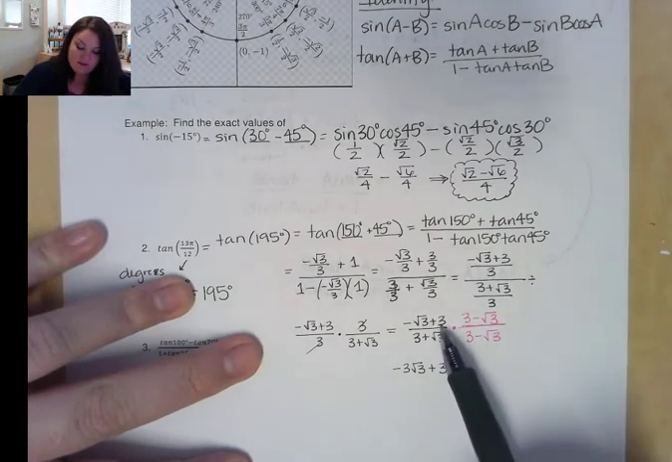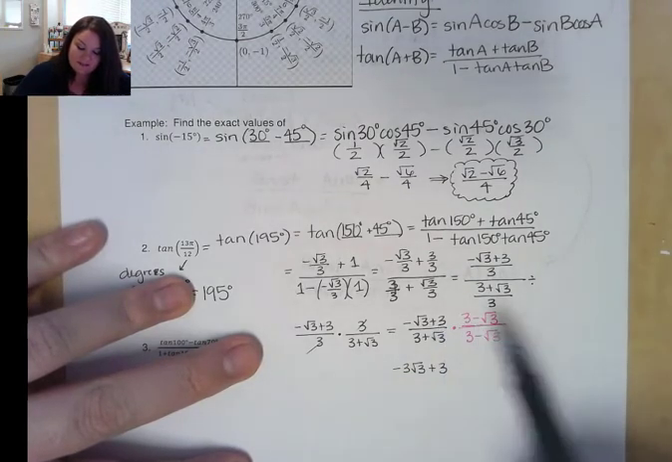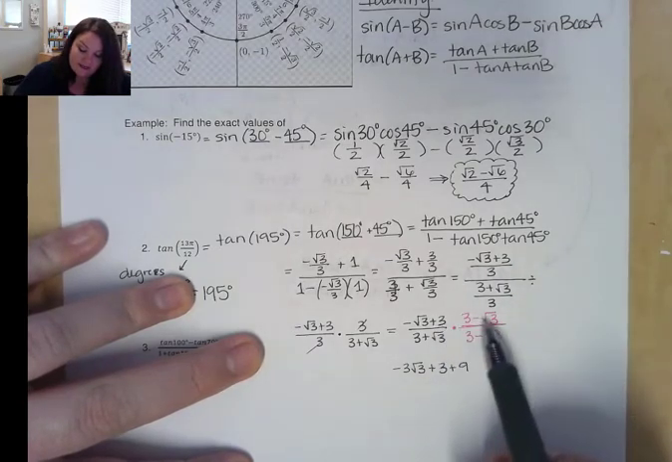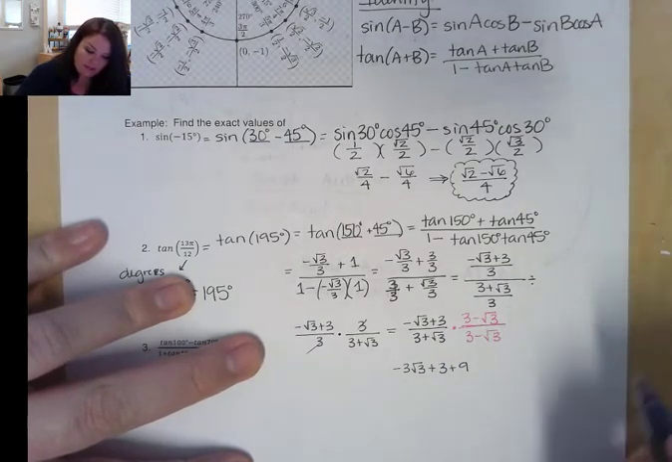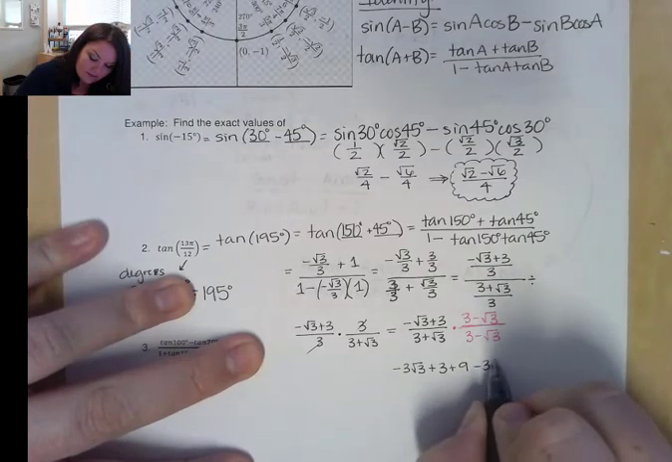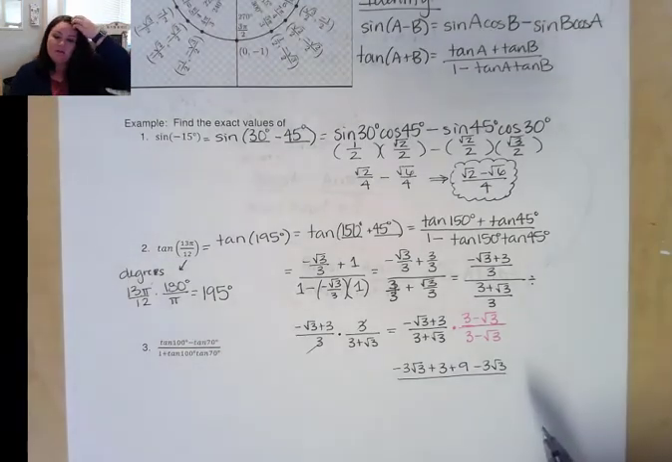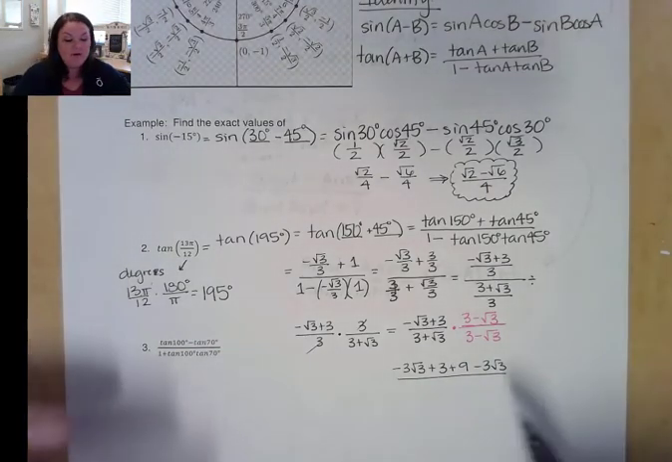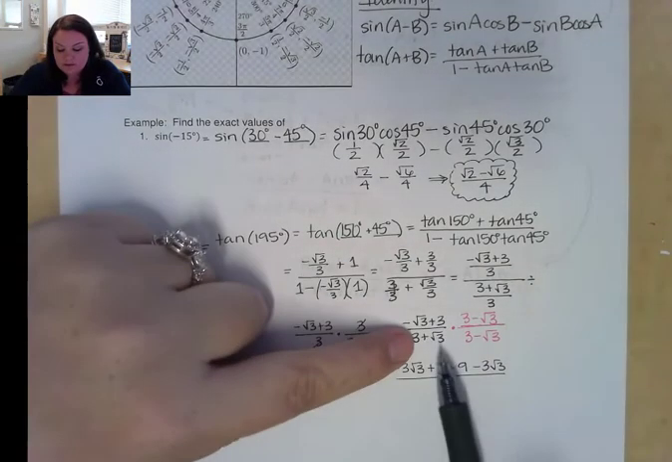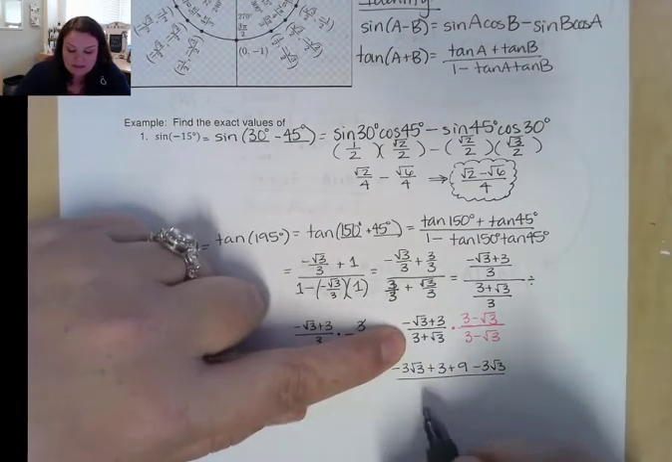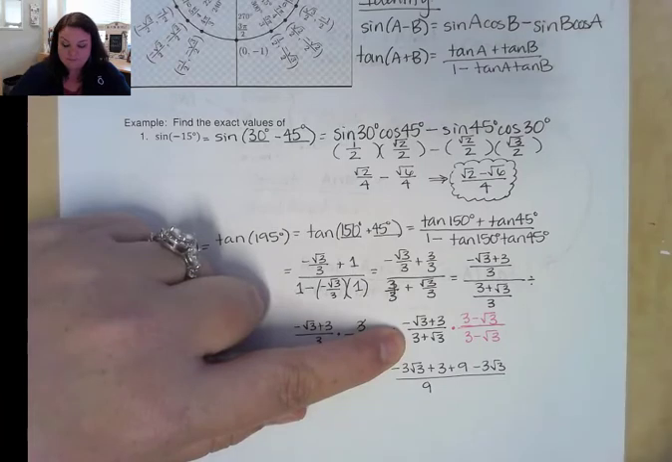Then I want to distribute this 3. So 3 times 3 is 9, and 3 times negative square root of 3 is negative 3 square root of 3, all over. Now on bottom, you can write it all out and then simplify it. But the reason we're multiplying by this is, just think about it. When we do 3 times 3, that's going to give us 9, right?